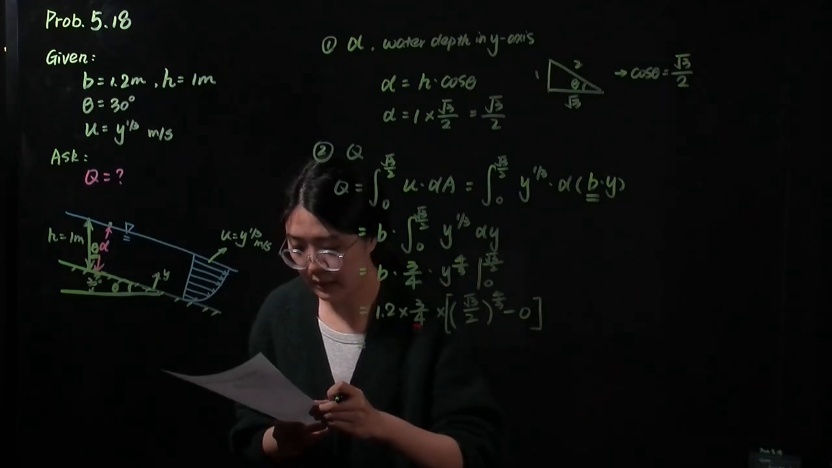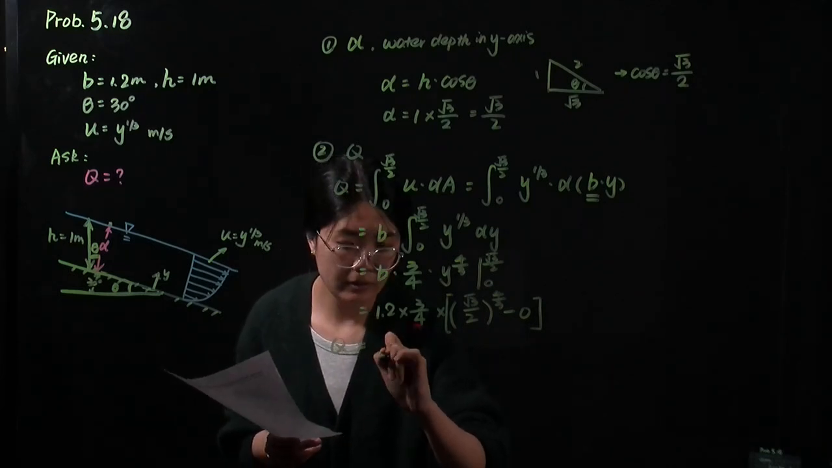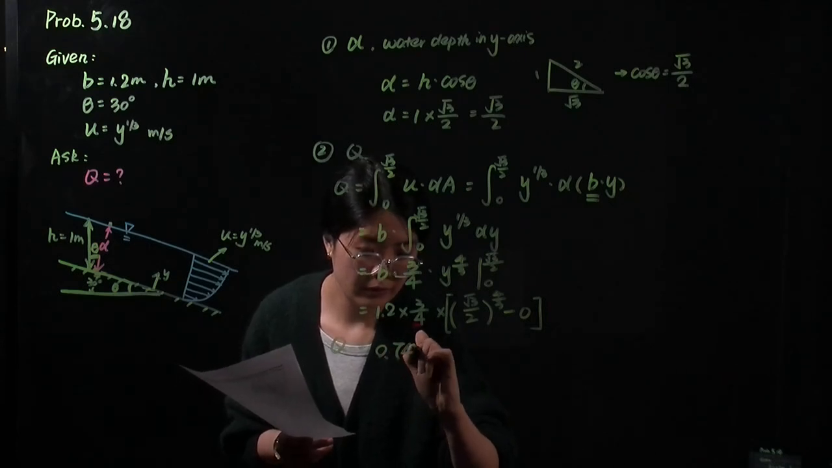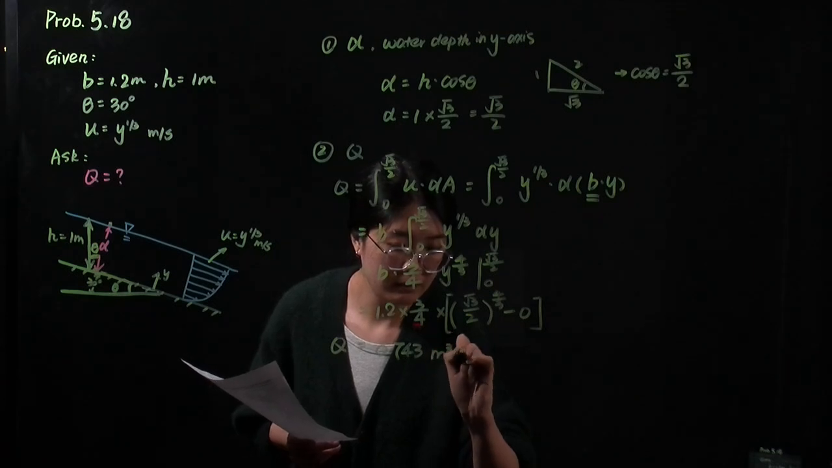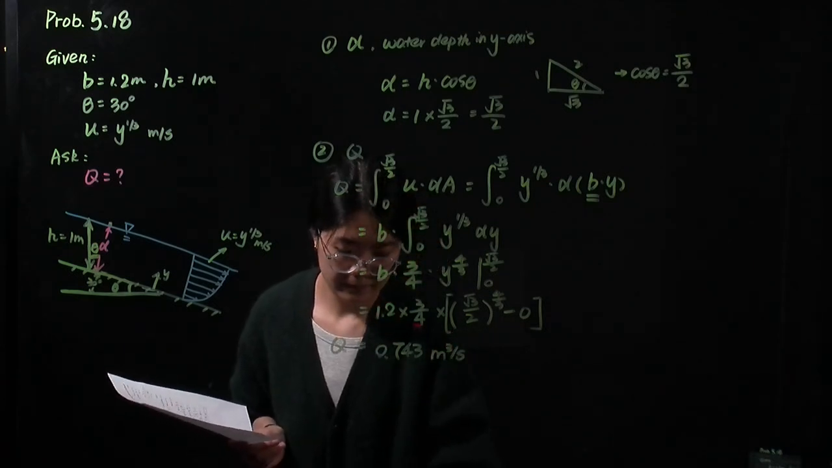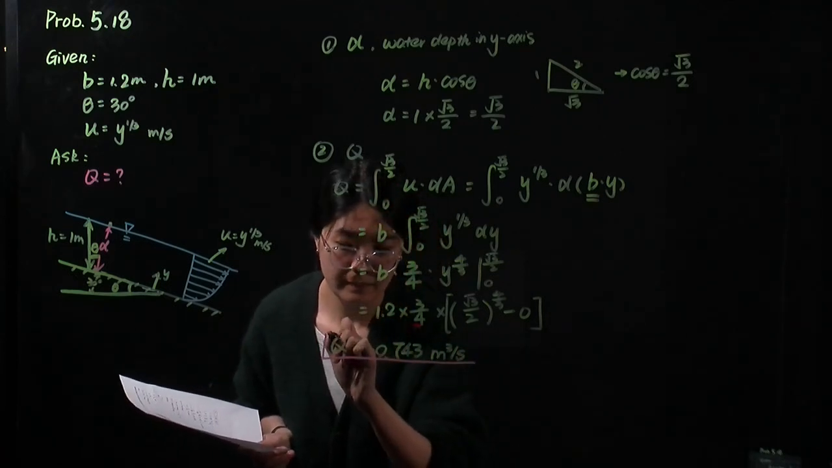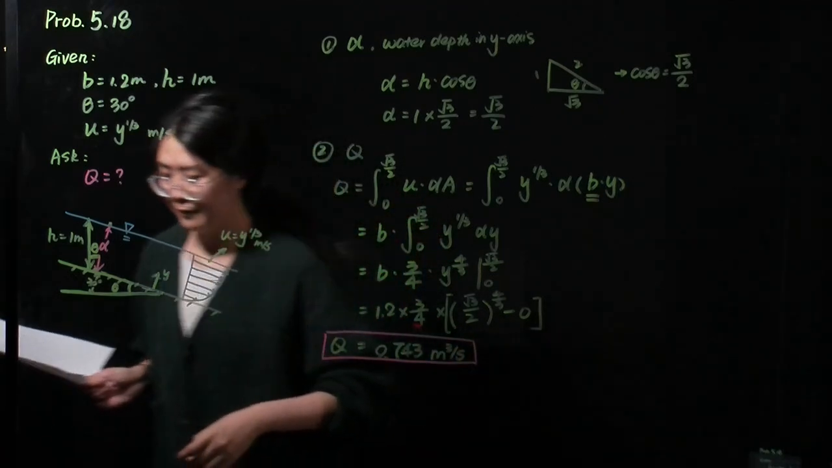Then we can calculate the value of the flow rate. It equals 0.743 cubic meters per second. So this is the result for problem 5.